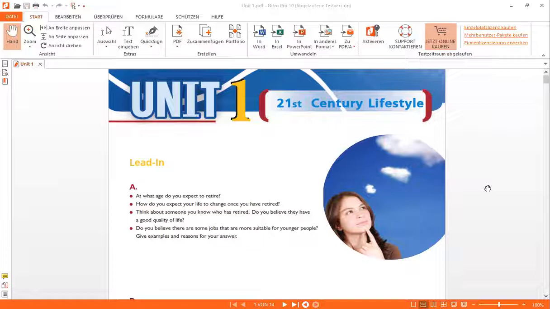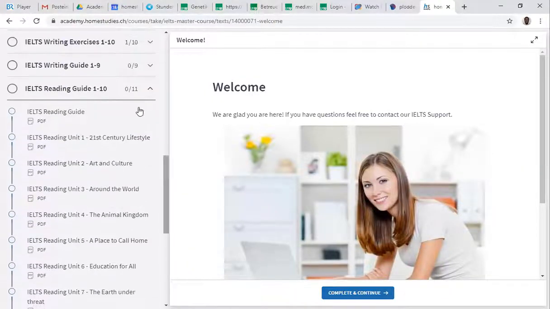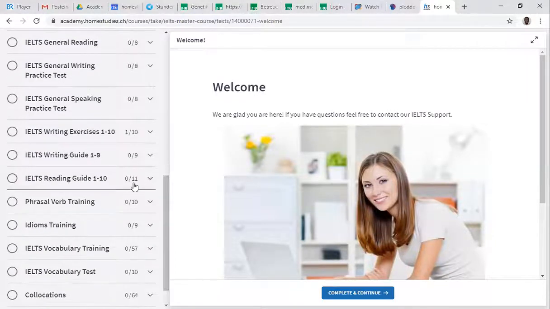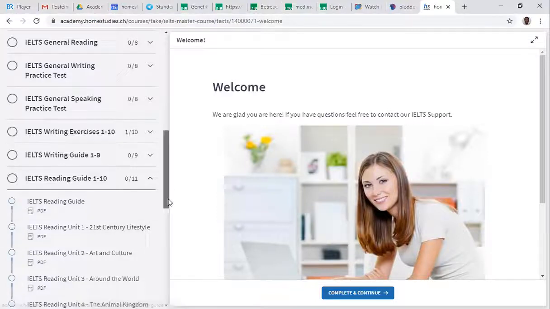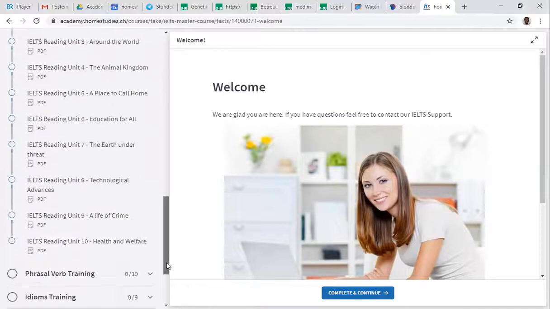In this 10 video series, we're going to take a look at the reading guide, and you've probably seen this PDF that I downloaded, Unit 1. I'm going to show you where I got it from. It's basically from the website, from the platform. If you have the platform, you go to Reading Guide. You scroll down to Reading Guide, and then you've got the PDF starting Unit 1 up to Unit 10.